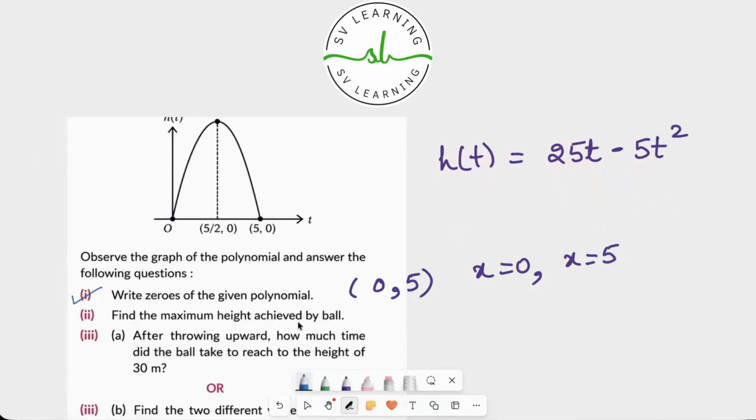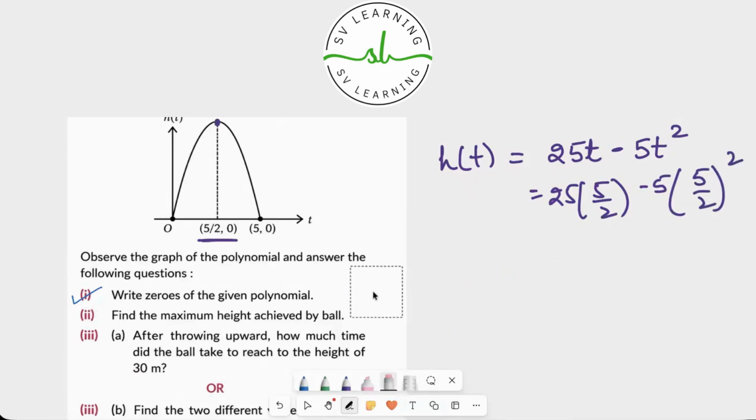Find the maximum height achieved by the ball. So the maximum height is this, and the coordinate for x is given to be 5 by 2. Instead of x, we have t here. So the coordinate of t is given as 5 by 2. So if we substitute t as 5 by 2 here, then whatever output this polynomial gives is going to be the height corresponding to this input.